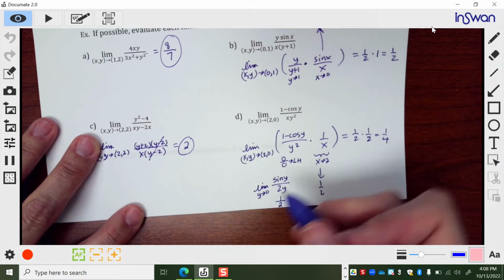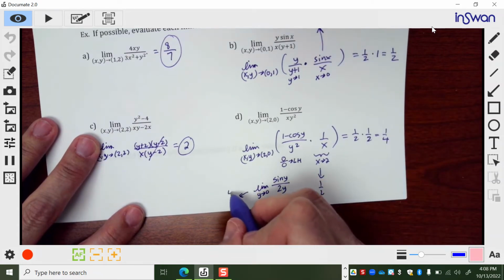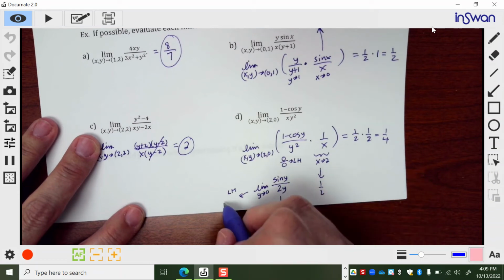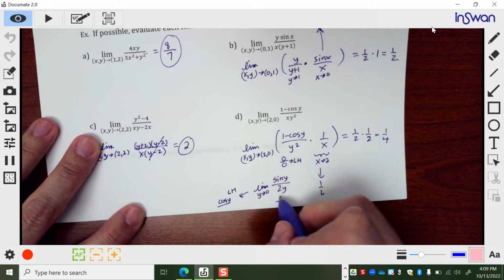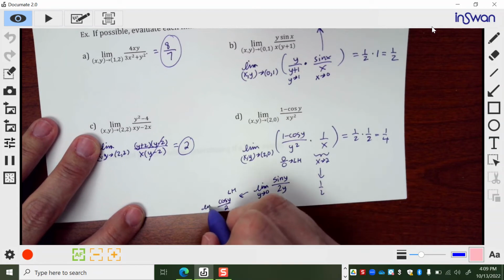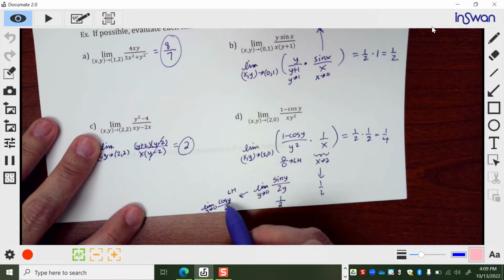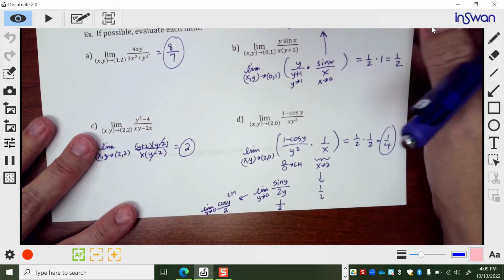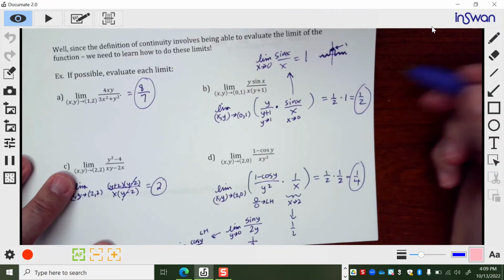If you didn't recognize that, you could keep going with L'Hopital's again, because if you plug 0 in, you get 0 over 0. So the derivative of sine is cosine, and the derivative of 2y is 2. And you're doing the limit as y goes to 0, so you get 1/2 anyway. Either way you want to do it, you get 1/2 out of that.